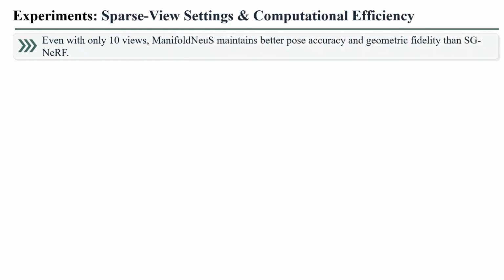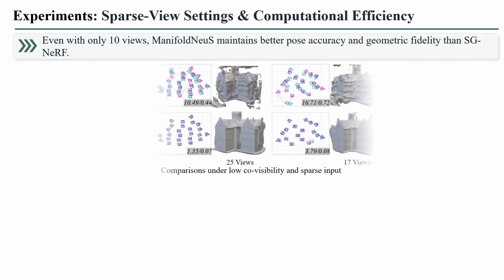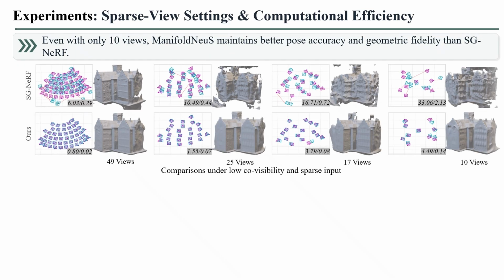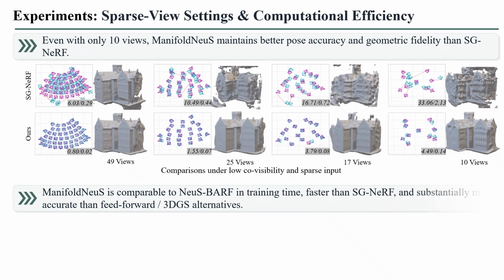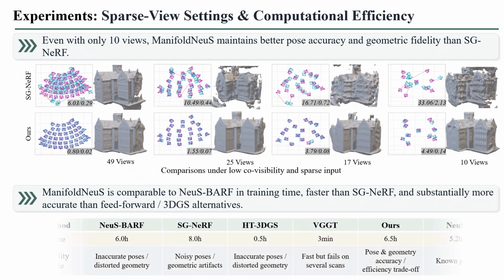We evaluate robustness under sparse view settings. Even with only 10 views, our method achieves better pose accuracy and geometric fidelity than the baseline. In terms of efficiency, our method offers a favorable trade-off between accuracy and efficiency.